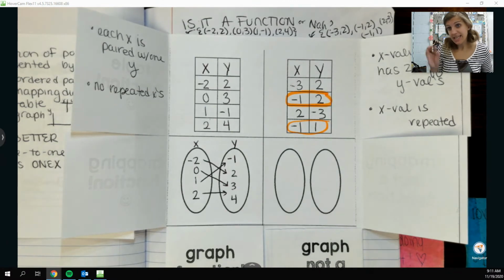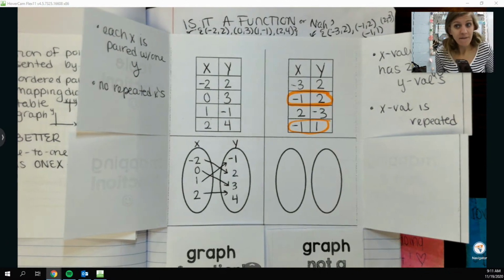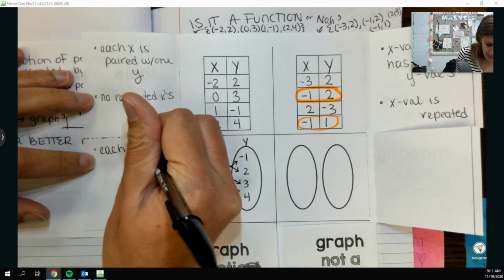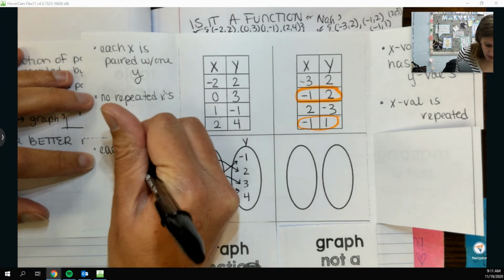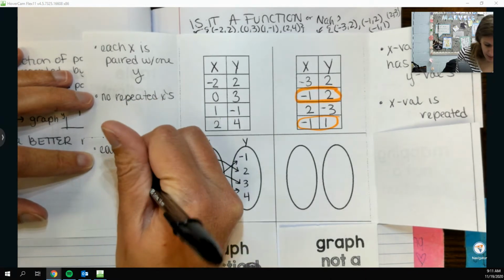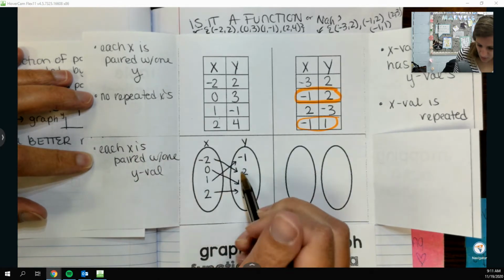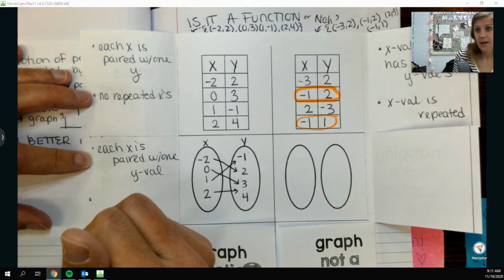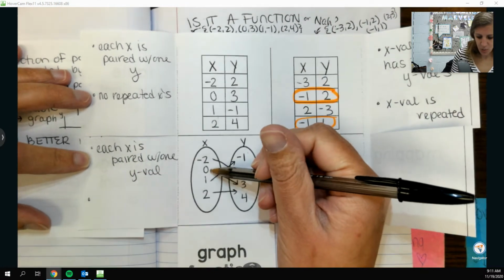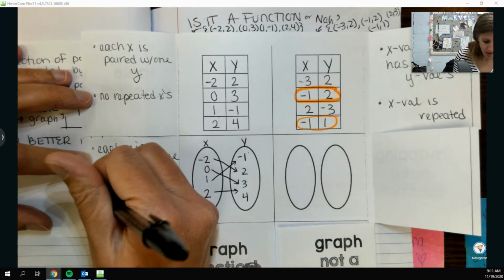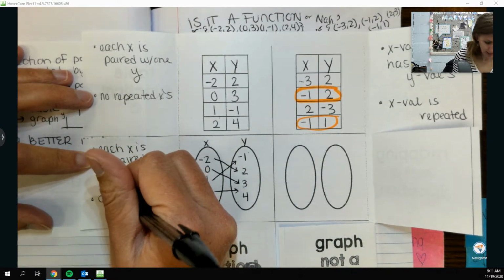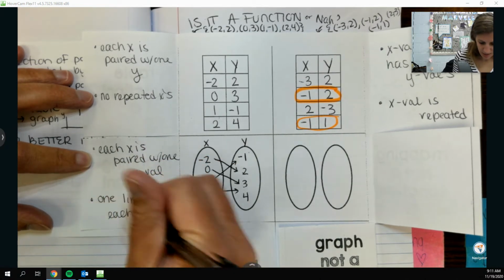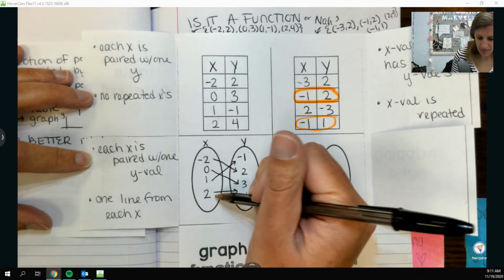So I can tell that this is a functional relationship, or a function, because, again, each x is paired with one y. This x, one y, this x, one y, this x, one y. In simple terms, there's only one arrow or one line coming out of each x. So one line from each x. Like the one coming out of here, one coming out of here, one coming out of here, one coming out of here.